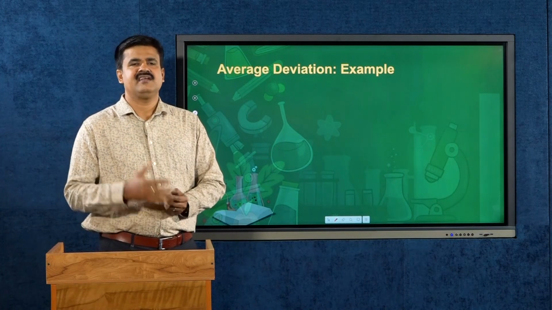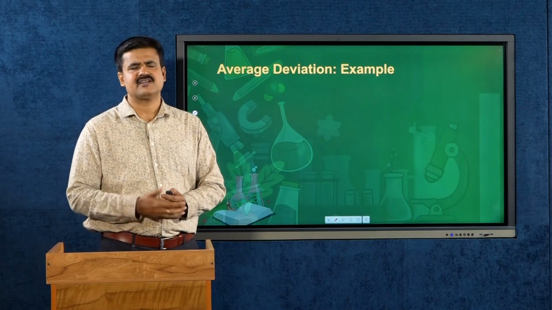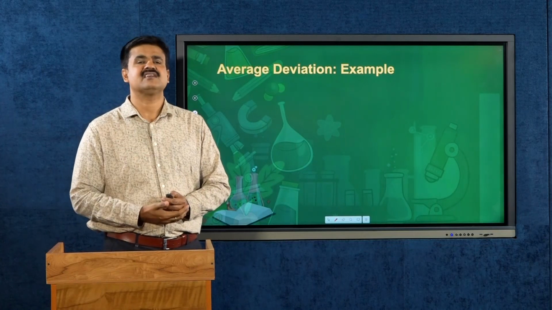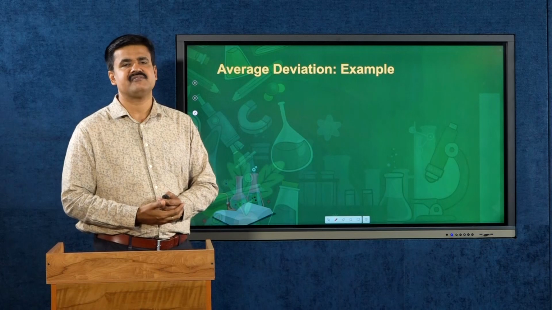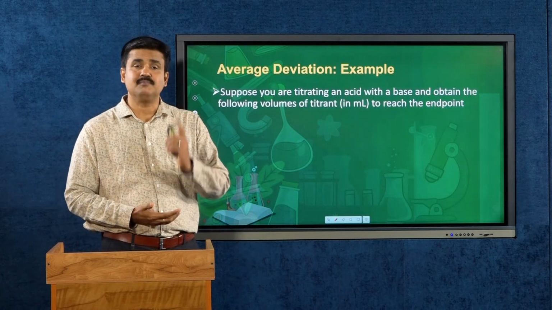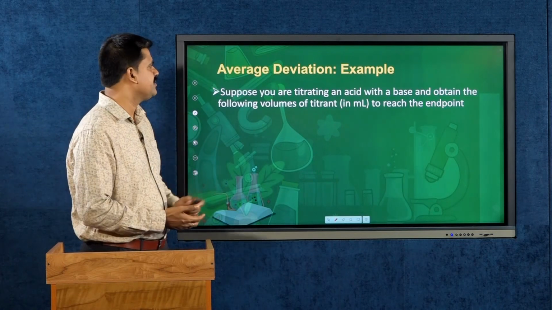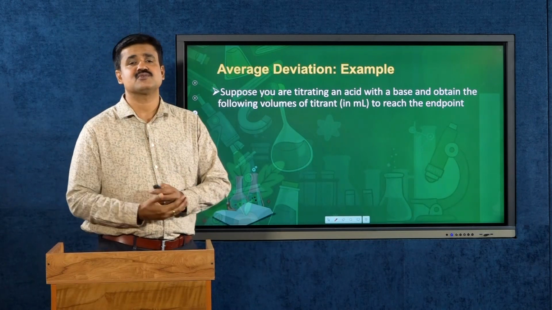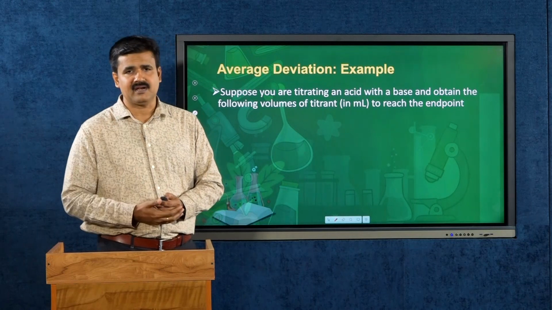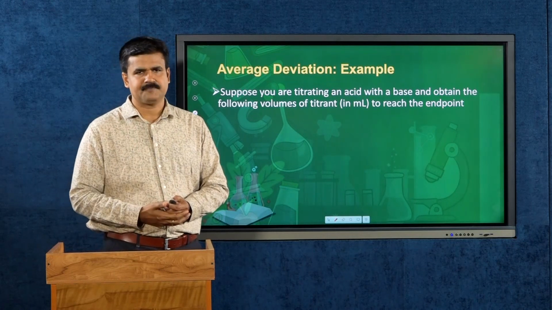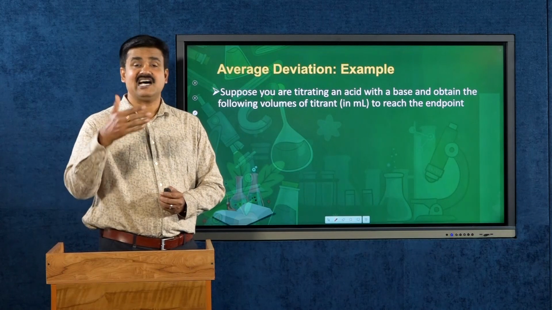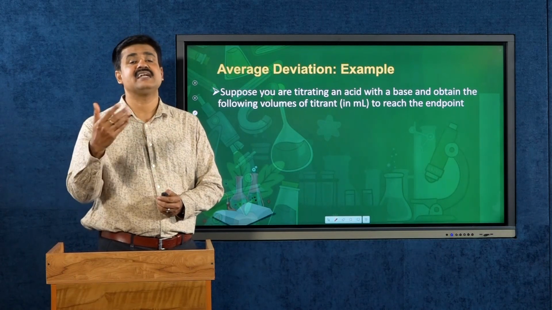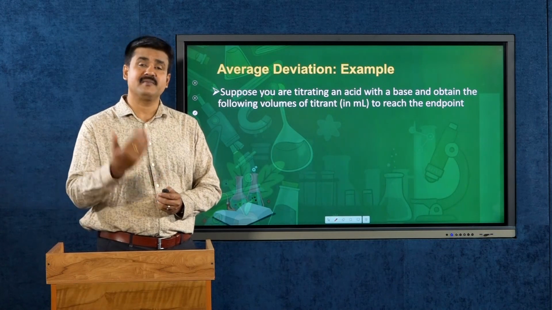Now we can illustrate average deviation by taking a simple example. This is also to recall the concept you studied in the previous module. Suppose you are titrating an acid with a base and obtained the following volumes of titrant, in ml, to reach the end point. The terms titration, acid-base titration, end point, etc. are very familiar to you because you learned them in your plus 2 classes about volumetric analysis.